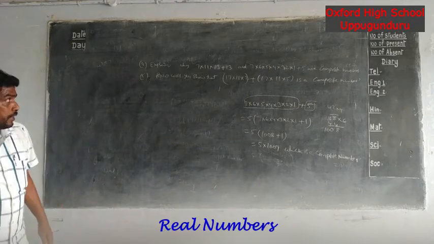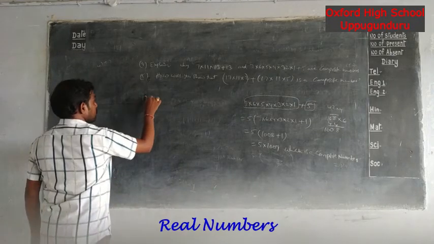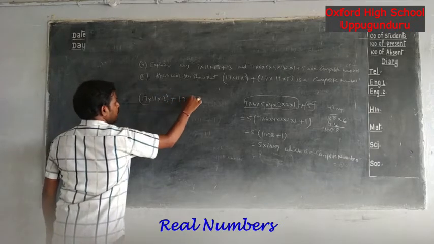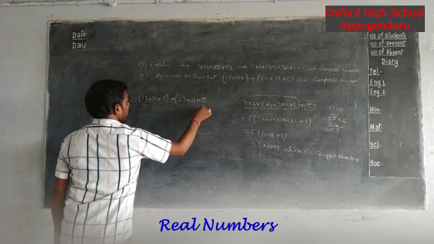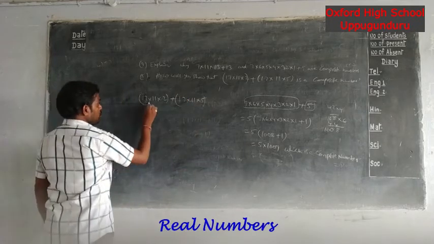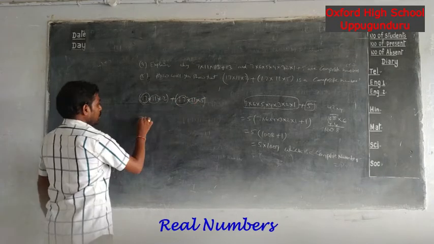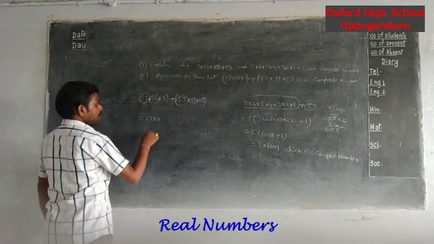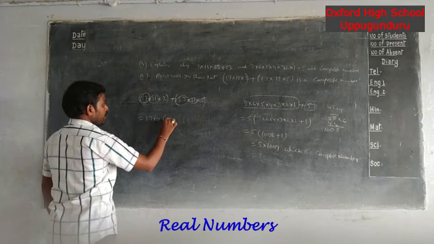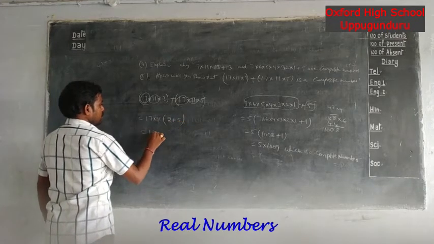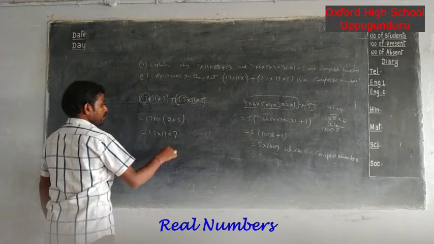Fifth problem, 17 into 11 into 2 plus 17 into 11 into 5. When you observe these two, in these two terms 17 and 11 are common. Now taking 17 into 11 common, what is the remaining? Here 2 is there plus here 5. So 17 into 11 into 7.